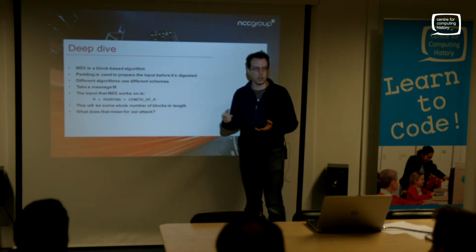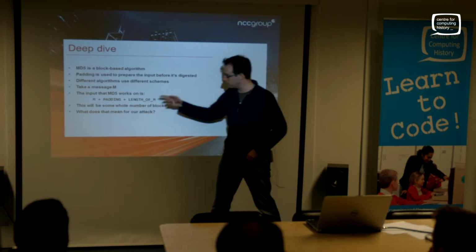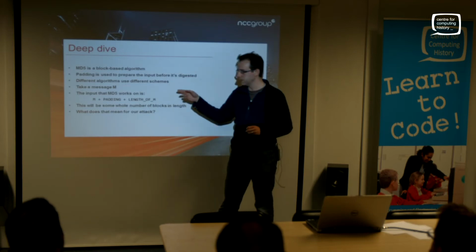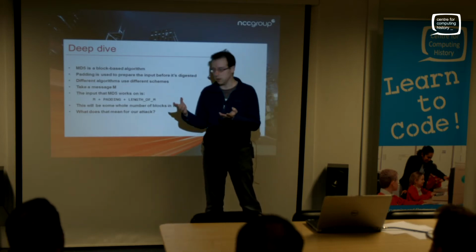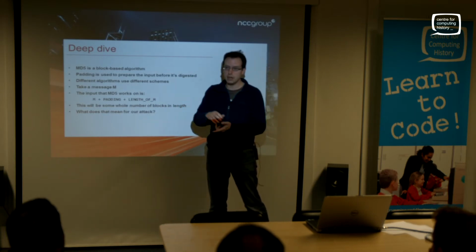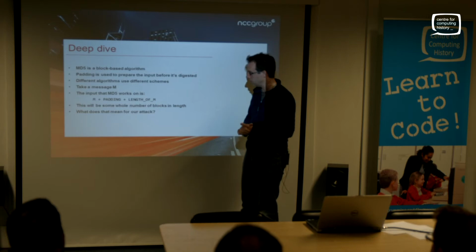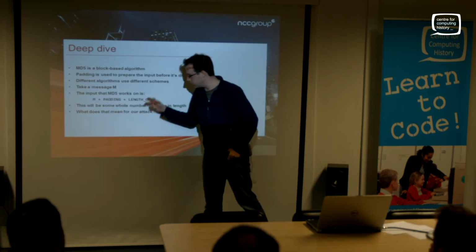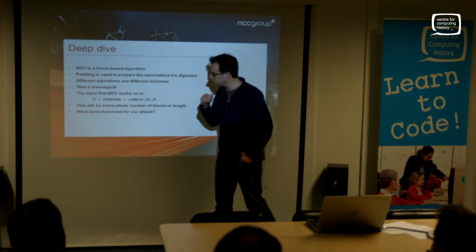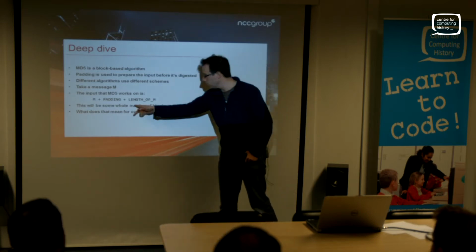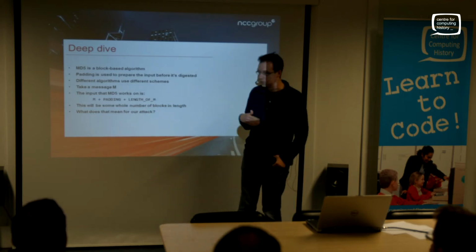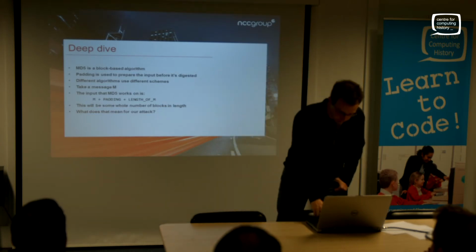And different hashing algorithms will use different schemes. They'll use different bytes for the padding. They'll use a different way of specifying the length of the message. That could be the amount of bytes they use, whether you're talking about little endian, big endian. There's all sorts of variations there. But this will do for us. And this makes the actual input to MD5 some whole number of blocks in length, because we're padding it out. So what does that mean for the attack that we just looked at?